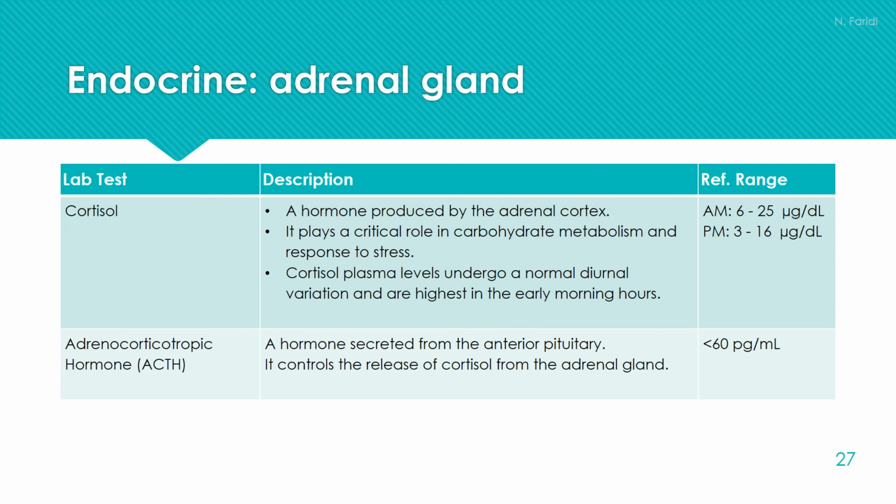Next, for the adrenal gland, we have the adrenocorticotropic hormone. This is a hormone that is secreted from the anterior pituitary. It controls the release of cortisol from the adrenal gland. ACTH may be associated with Cushing's disease, adrenal hyperplasia, Addison disease, and we might see a decrease in ACTH in adrenal malignancies or states of pituitary insufficiency.